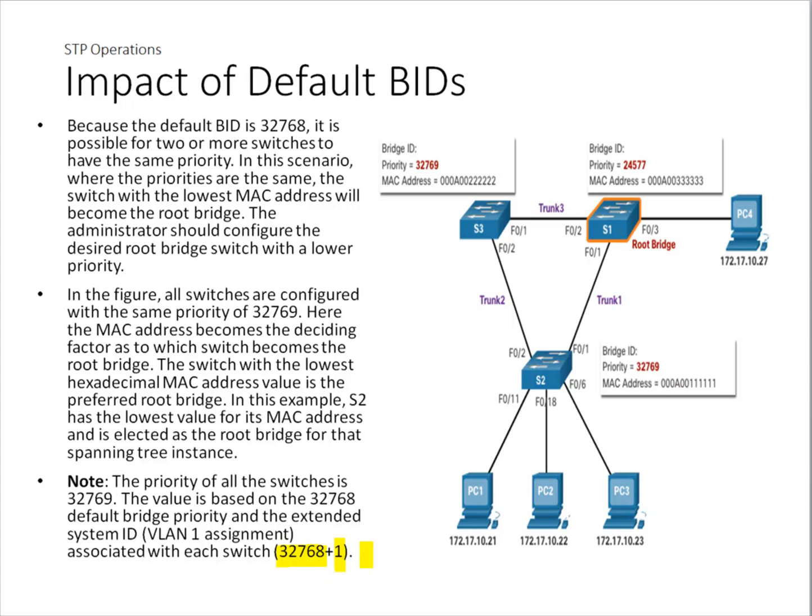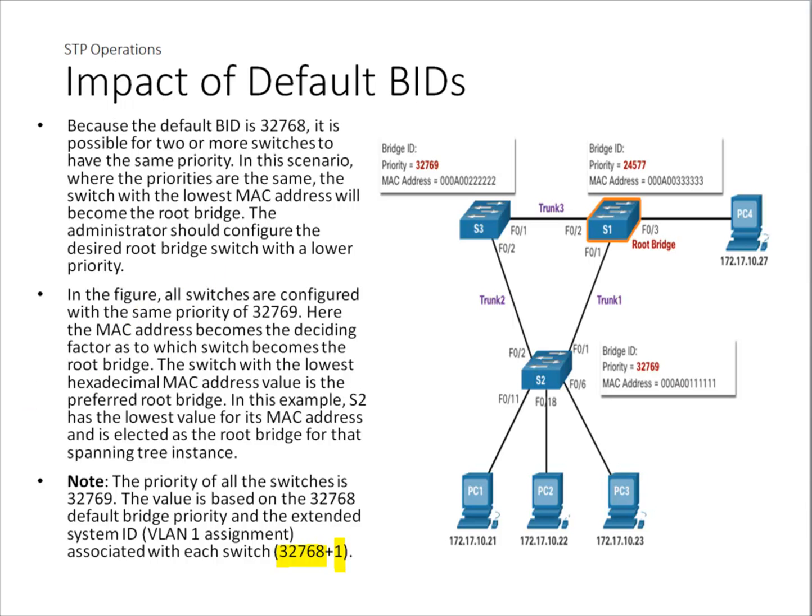Why is 1 added? Because by default all the switches are in VLAN 1. Suppose we have different VLANs, VLAN 2, VLAN 3, VLAN 4, if you are creating them. Based on the VLAN ID, that means the VLAN number, your priority value is automatically going to change. So this is the concept of the default bridge ID.